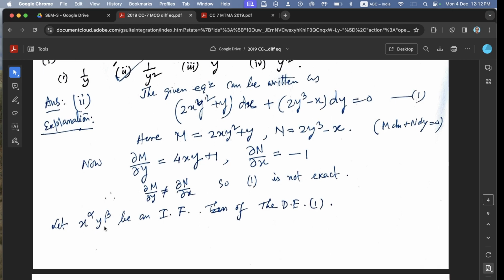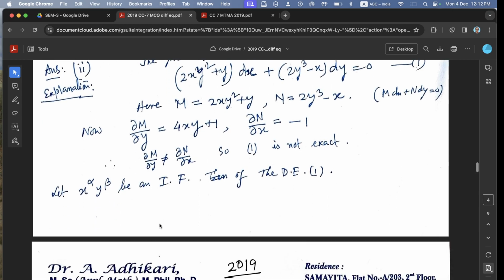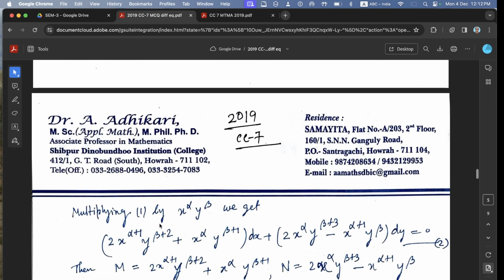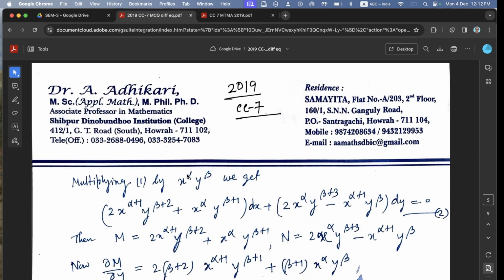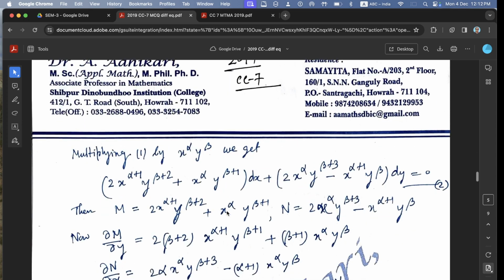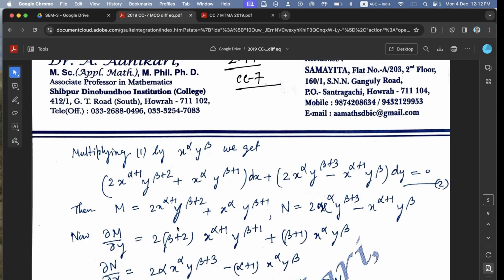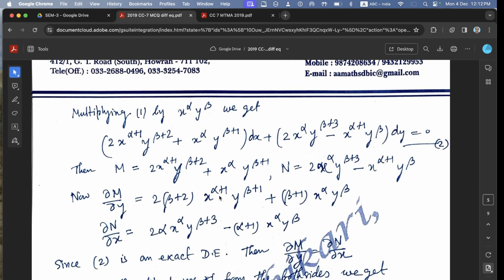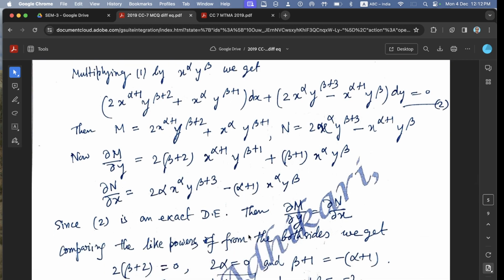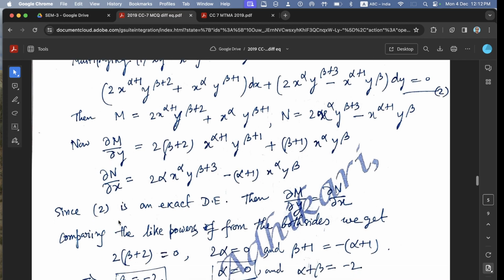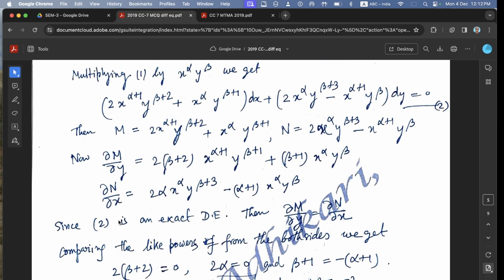Let x to the power alpha y to the power beta be an integrating factor of the differential equation. So multiplying 1 by x to the power alpha y to the power beta, we get this equation 2. And then M equal to this factor and N equal to this factor. So obviously del M/del y equal to this and del N/del x equal to this. And since this equation 2 is exact, obviously del M/del y equal to del N/del x. And then comparing the like parts of x and y.